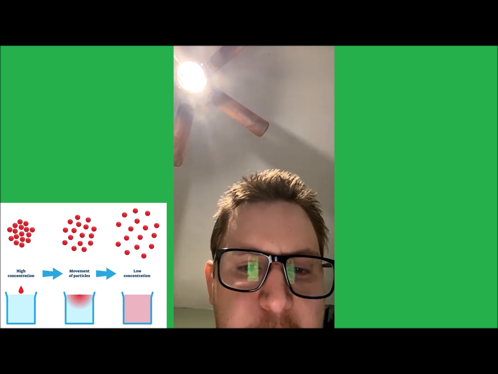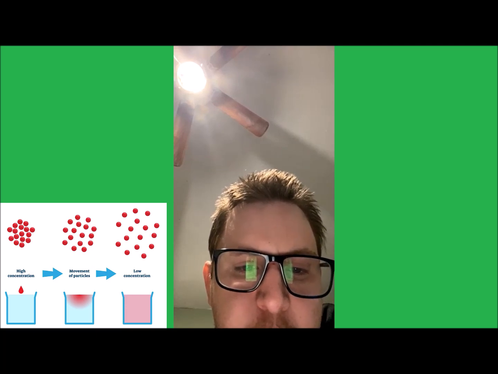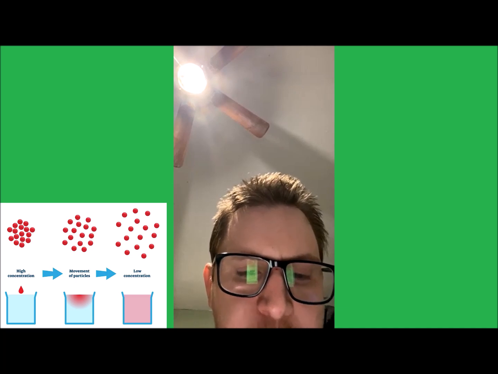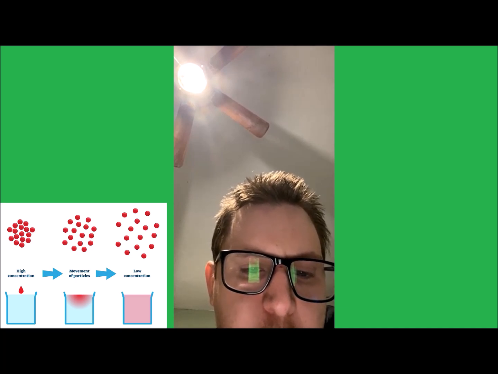Areas of high density, due to the random movement of fluid molecules, are likely to spread out within their boundary until they can do so no longer.